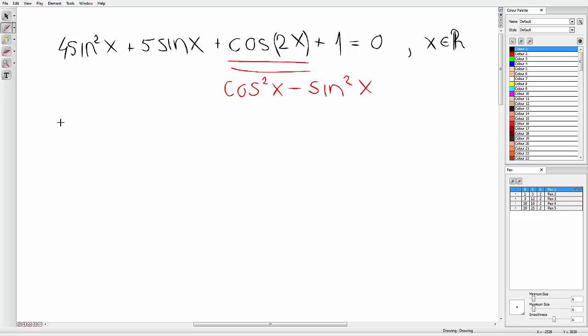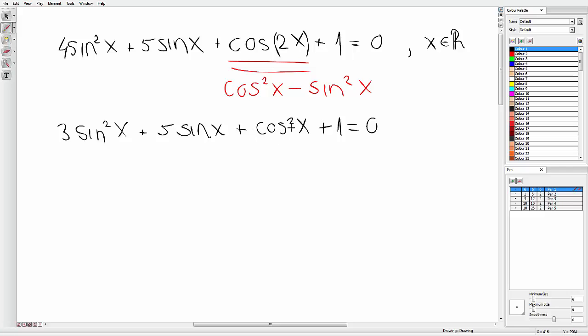We have 4 sine squared x minus sine squared x, that is going to be 3 sine squared x. We copy this guy right here, plus 5 sine x, plus cosine squared x. We have already dealt with this guy, he is in here, and we only have plus 1 left, and it's equal to 0. Okay, great, and we have 2 sine x's right here, this guy, and 1 cosine x.